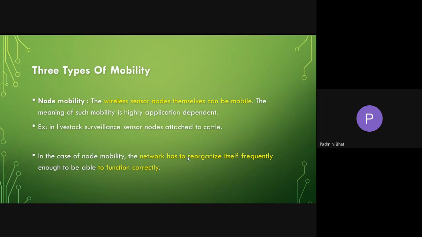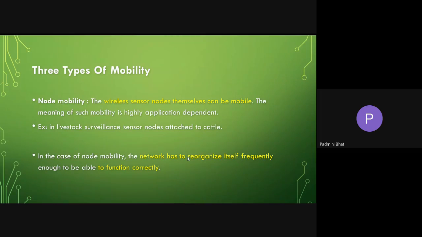Now, mobility. When we say wireless sensor network, we can't restrict ourselves to stationary nodes. Anyway, it is wireless, and the application is such that most of the time it needs to move around. So in that case, how are you going to collect the data, transmit and receive the data? That is a challenge. So three types of mobilities are categorized. One is the node mobility.